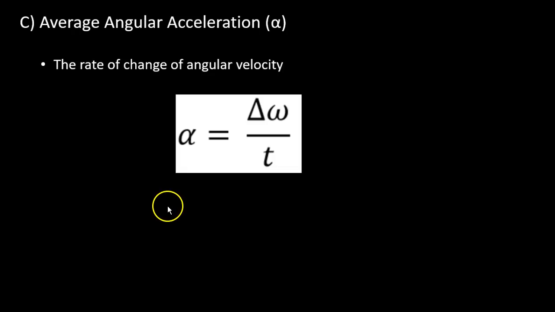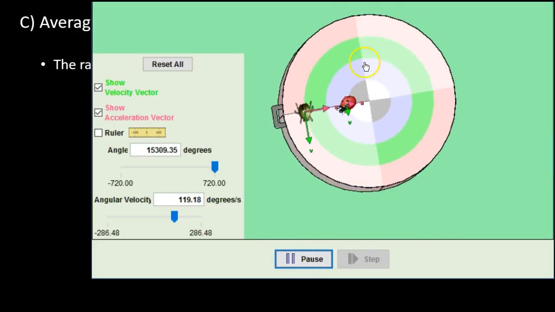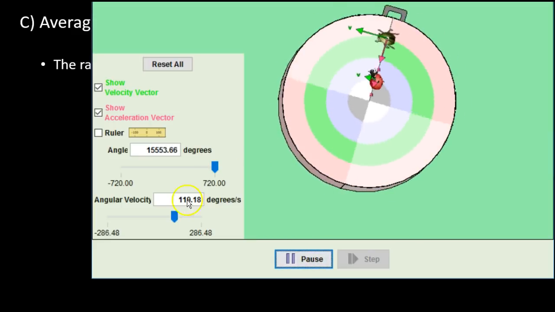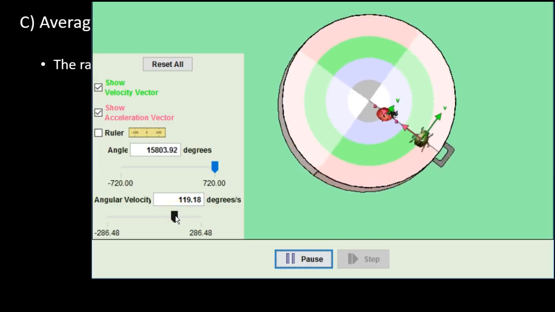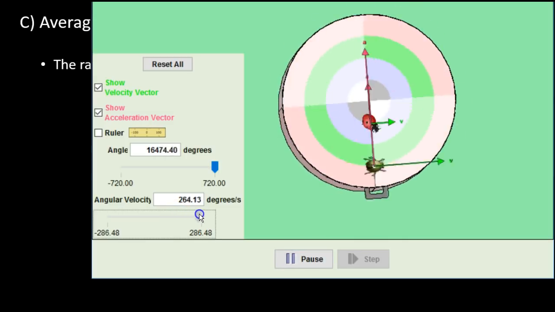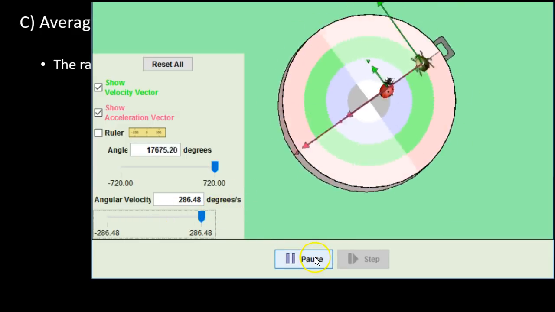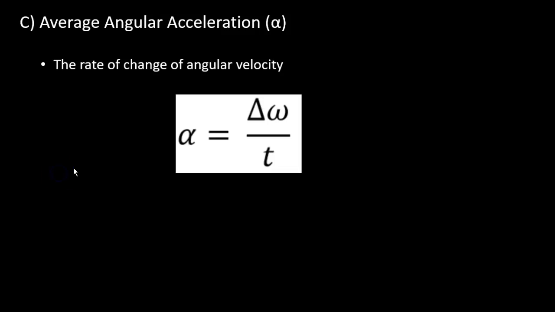How about angular acceleration? Of course, I could get my wheel, and here it has a constant angular velocity, but if I slide this dial up, we could watch the wheel speed up. I'm going to slide it, going faster and faster and faster. During that time I was sliding it, it was increasing in angular velocity. That's an angular acceleration.